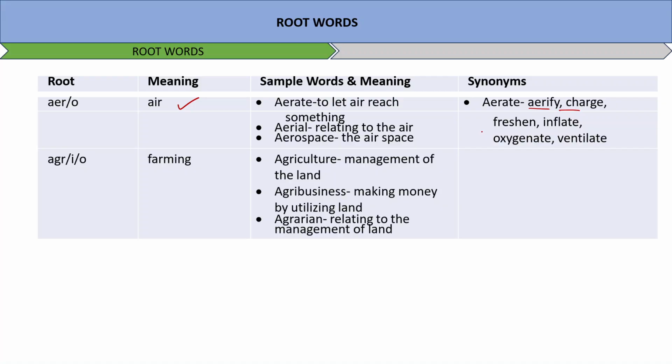Now, agri means farming, right? Agriculture, management of the land. Agribusiness, making money by utilizing land. Agrarian, relating to the management of land. Okay, so wherever you find the word agri, it specifically and directly means what? It means agriculture or agri, right?